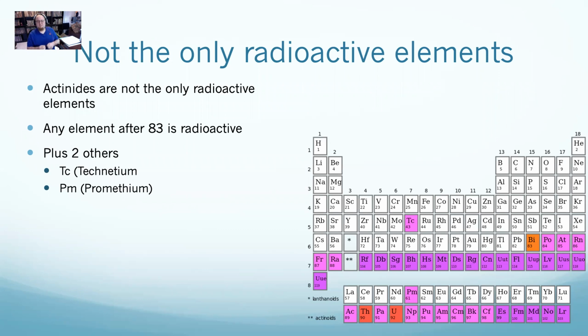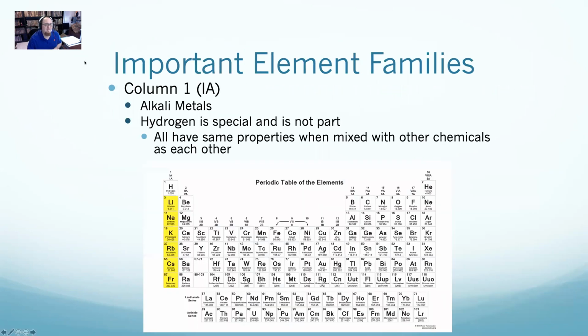Okay, some of the other metals get some special names that are worth knowing. Column 1A is called the Alkali Metals. Hydrogen is officially not an alkali metal. Most periodic tables put hydrogen in group 1A. You'll find some that don't, and instead they shove hydrogen right here floating in the air, middle of nowhere. That's because hydrogen's really weird. We'll come back to that as we move forward. But hydrogen is officially not part of group 1A. But the rest of 1A is the alkali metals. They all have the same properties when mixed with other chemicals. And fun fact, they also react explosively with water.